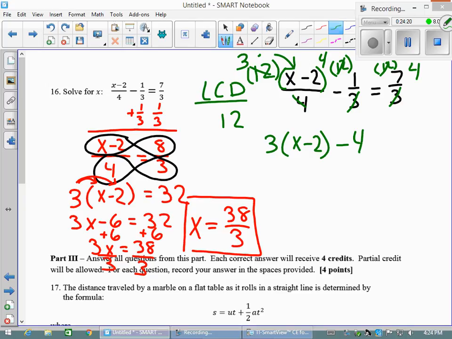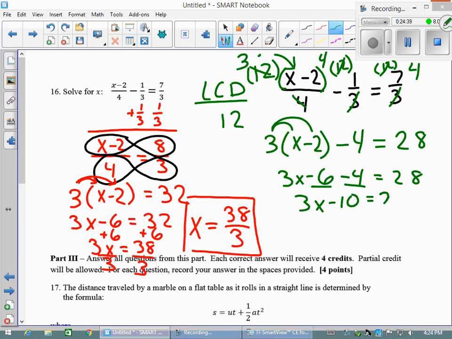So we have 3x minus 6 minus 4 equals 28. We can combine our like terms here. So 3x minus 10 equals 28. Add your 10 over to both sides, and you're going to get 3x equals 38. Final step, divide by 3 on both sides, and again, we get our value of x equals 38 divided by 3. So either method that you chose to solve this equation, you should have gotten the same exact solution.